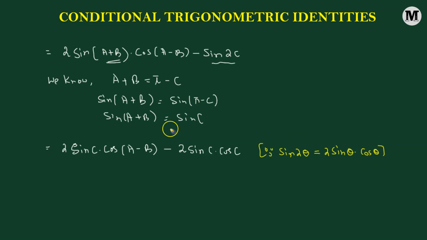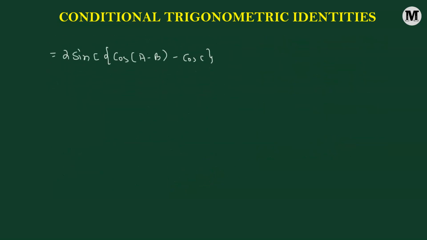Okay, now why did we express sine of 2c as 2 times sine c and cosine c? Because we can pull out sine c as a common factor. This is going to give us 2 times sine c multiplied by cosine of the angle a minus b minus cosine of c. So what we have is the difference of 2 cosine functions.